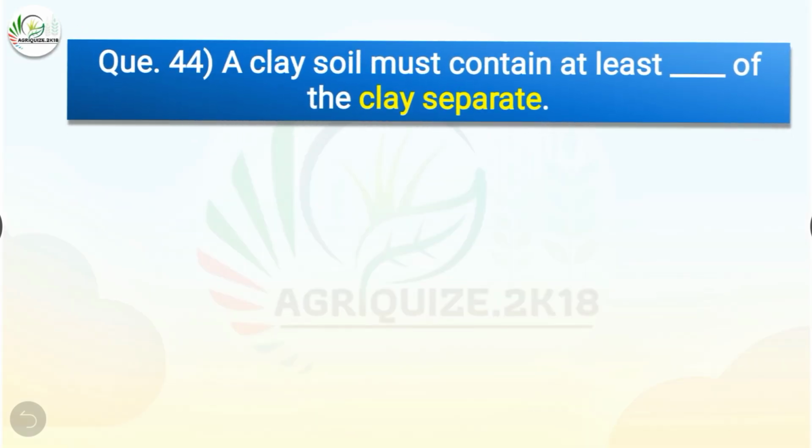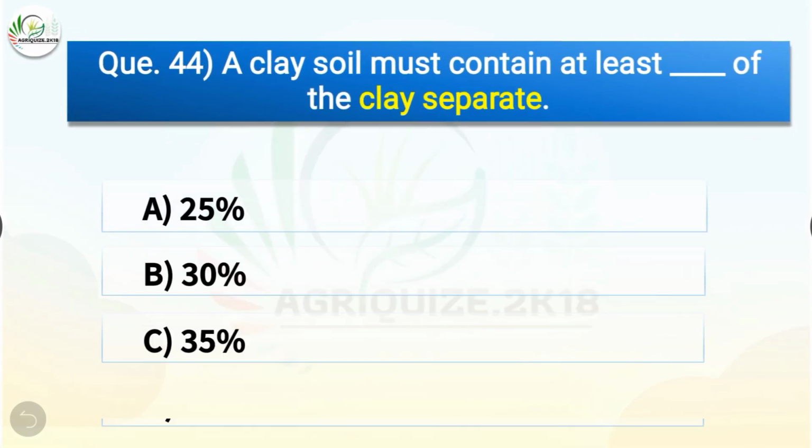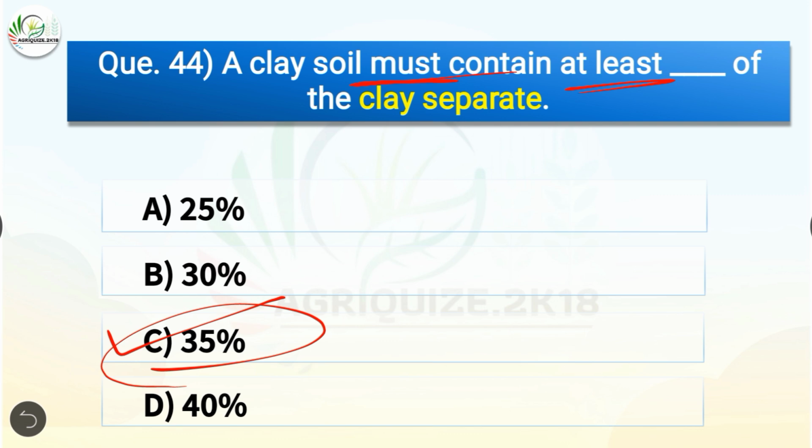Question number 44. A clay soil must contain at least dash of the clay separate. The options are 25%, 30%, 35% or 40%. The correct answer is option C, 35%. So a clay soil must contain at least 35% of the clay separate.